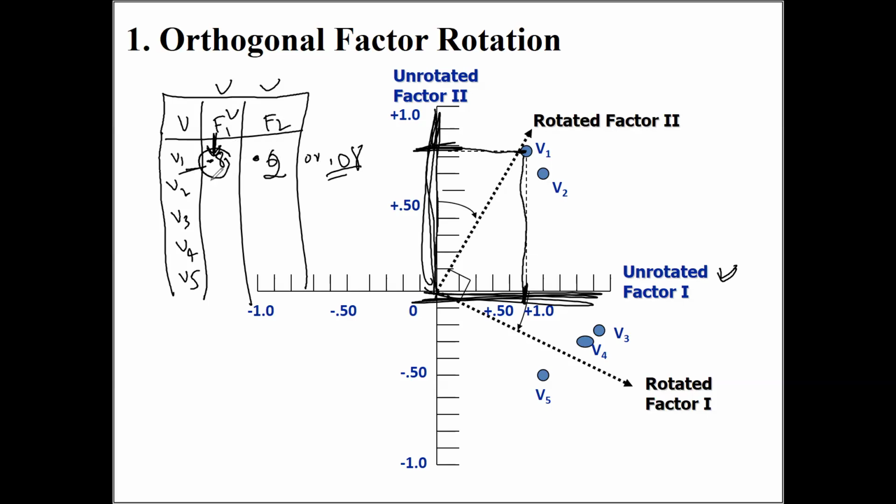If what you are seeing is 0.8 and 0.6, we will not be able to understand whether V1 will come under factor F1 or F2, because in both factors it is showing high values. So it is a problem, and this problem is known as the cross loading problem.